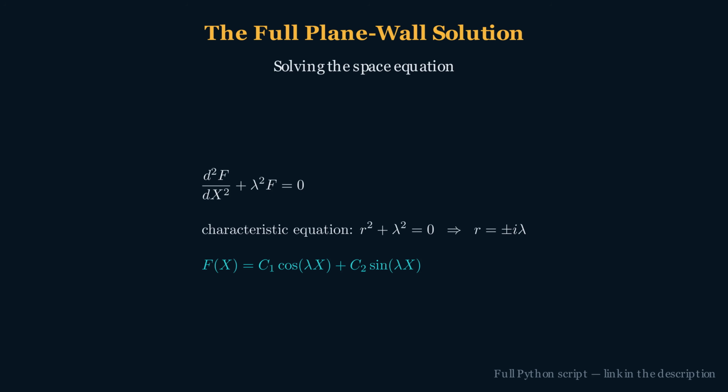Rearranged, this is the familiar simple harmonic oscillator equation. Its characteristic equation has purely imaginary roots, plus or minus i lambda, and imaginary roots always mean the general solution is a combination of sine and cosine, with two constants left to pin down from the boundary conditions.